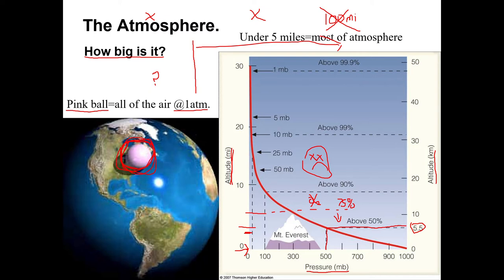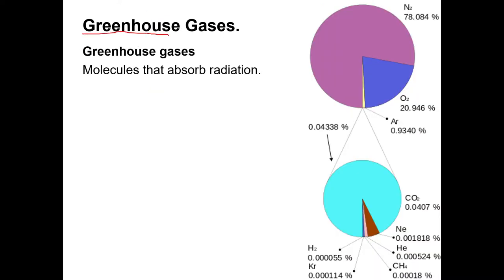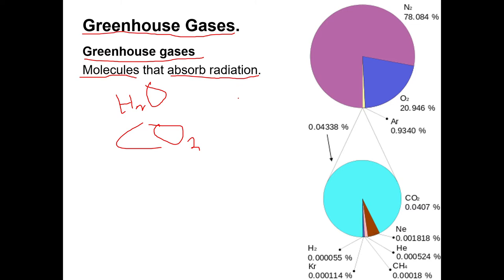So how do we do that? How do we change the temperature of this little pink ball of atmosphere that covers our planet? Well, greenhouse gases tend to be the culprit. What are greenhouse gases? They are molecules like H2O or CO2. These are molecules of atoms, and they absorb radiation and then re-emit it. So CO2 is a greenhouse gas.